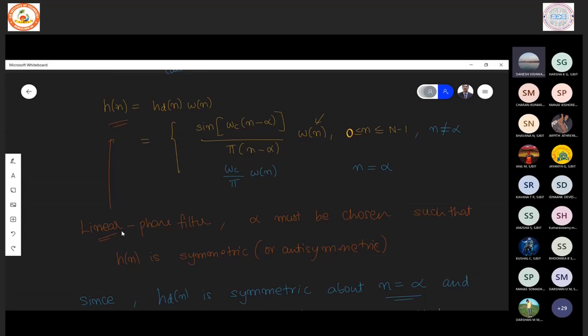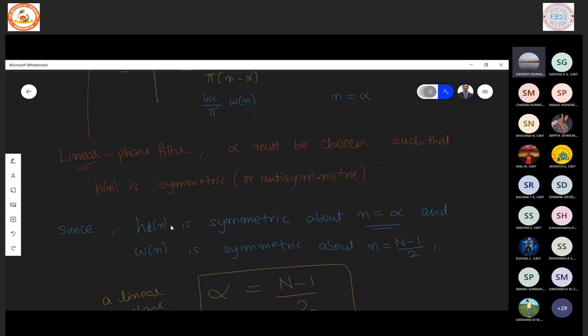For a linear phase filter, the value of alpha must be chosen in such a way that h of n is symmetric or anti-symmetric. We have derived this condition. Only when it is symmetric, or only when it is anti-symmetric, will you get linear phase. Either of these two conditions must be satisfied, by carefully choosing the value of alpha. Now, h_d of n is symmetric about n equal to alpha, and W of n is symmetric about n equal to (N minus 1) by 2.